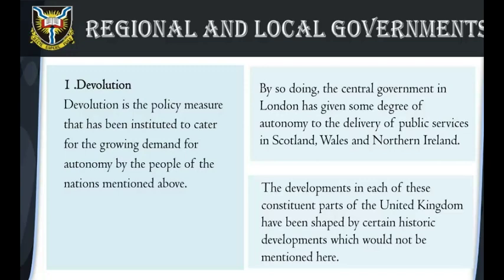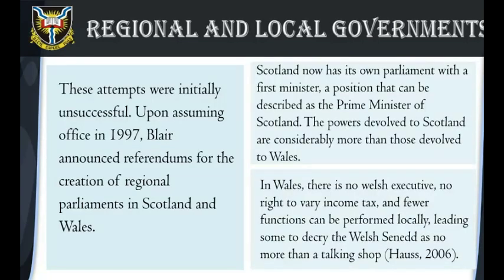Devolution is the policy measure that has been instituted to cater for the growing demand for autonomy by the people of the nations mentioned above. By so doing, the central government in London has given some degree of autonomy to the delivery of public services in Scotland, Wales, and Northern Ireland. The developments in each of these constituent parts of the United Kingdom have been shaped by certain historic developments which would not be mentioned here. These attempts were initially unsuccessful.